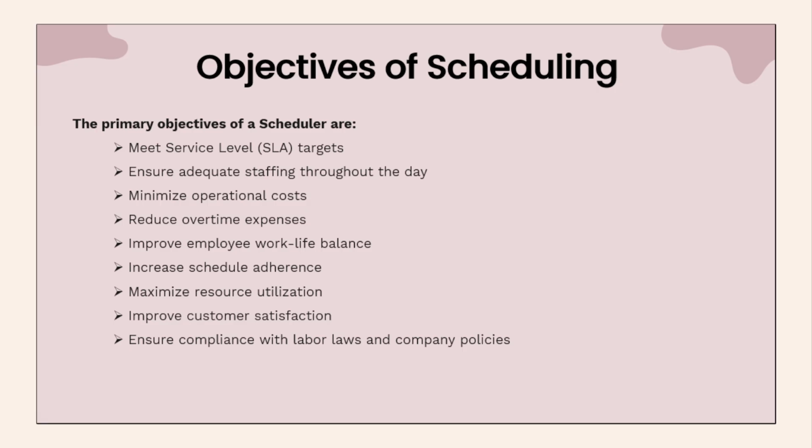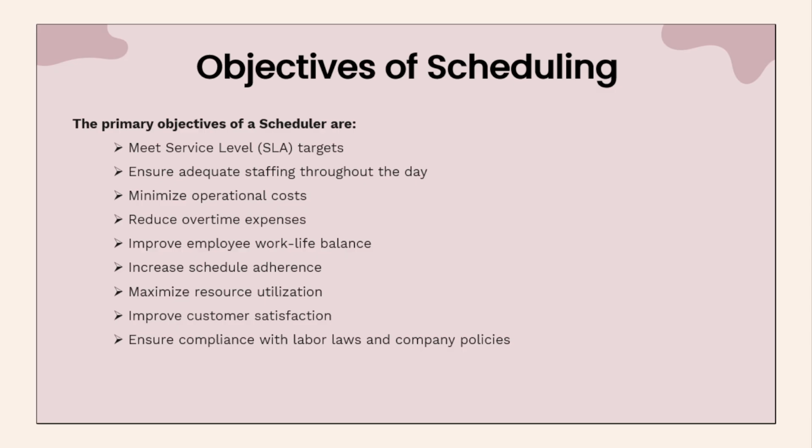Improve employee work life balance. This is one of the main things that as a scheduler we need to consider, because work life balance is one of the most important things. If an agent is not able to maintain his work life balance, he will be burned out, he will face frustrations, and due to that his work will also be affected. We don't want that. So we always have to think from the agent's perspective also.